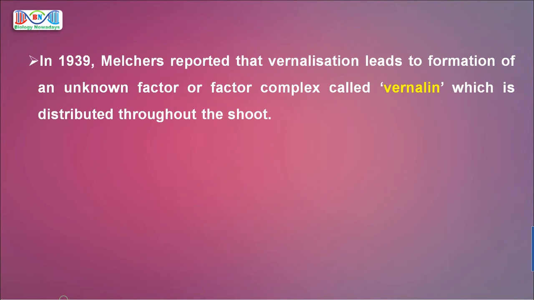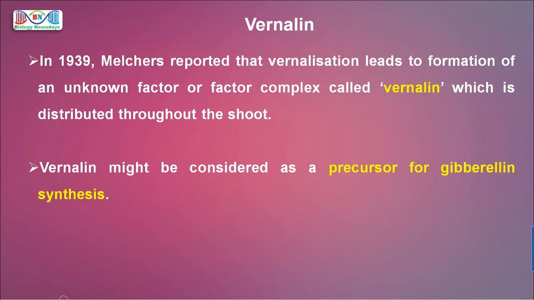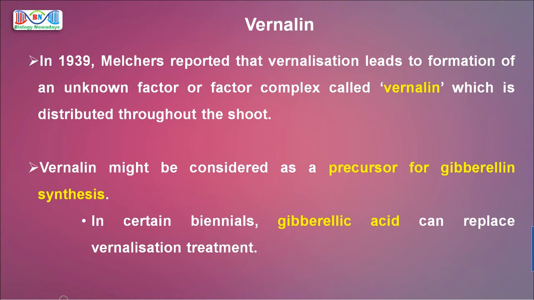In 1939, Melkers reported that vernalization leads to formation of an unknown factor or factor complex called vernalin, which is distributed throughout the shoot. There is an opinion that this hypothetical metabolite vernalin might be considered as a precursor for gibberellin synthesis because studies have shown that in certain biennials, gibberellic acid can replace vernalization treatment.